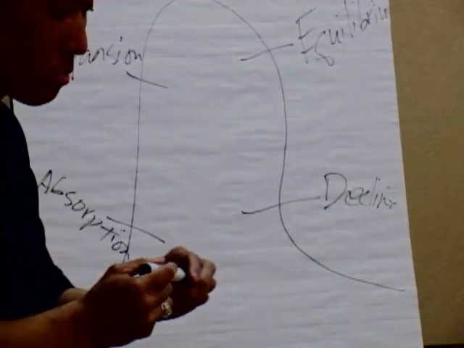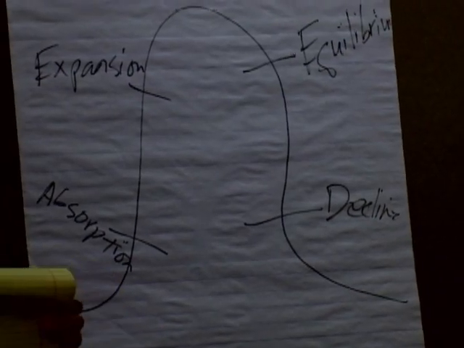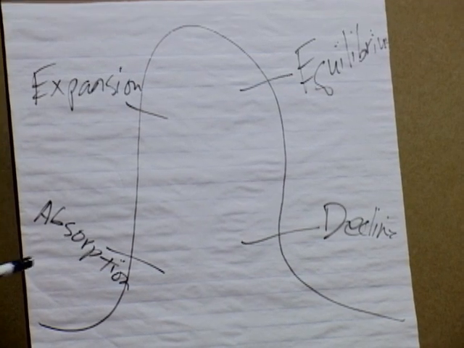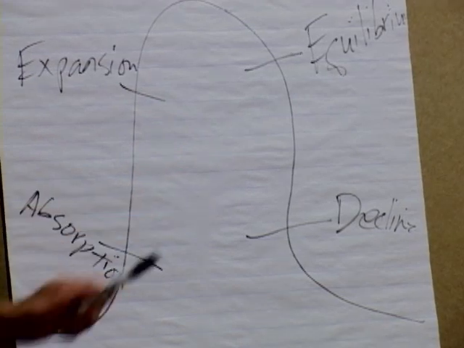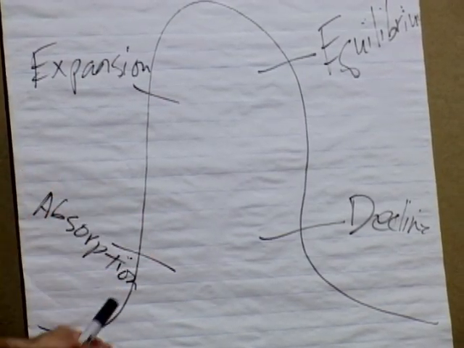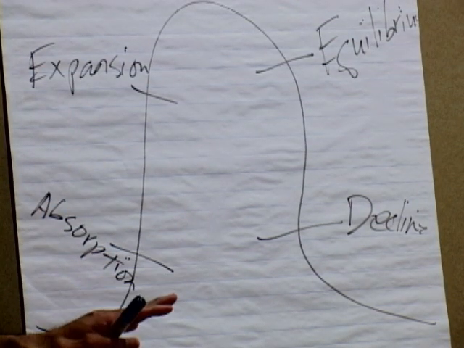This is about market timing, understanding where we are at a given time. Any market at any given time is in one of these 4 cycles. Okay? Absorption, expansion, equilibrium, and decline. Absorption is a time frame after a decline period, where the market's pretty negative at this point.